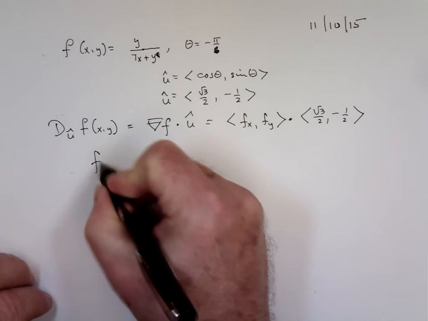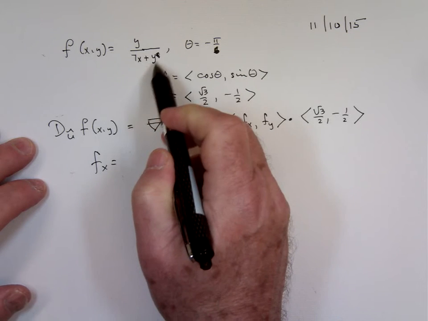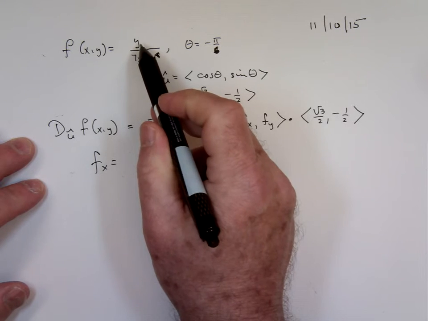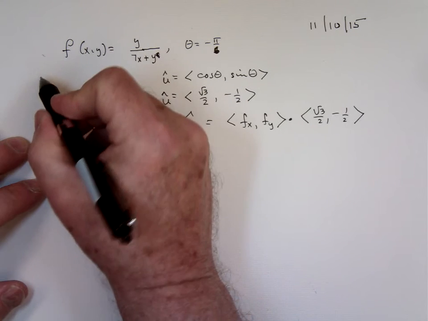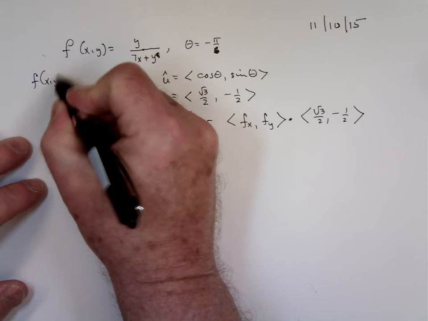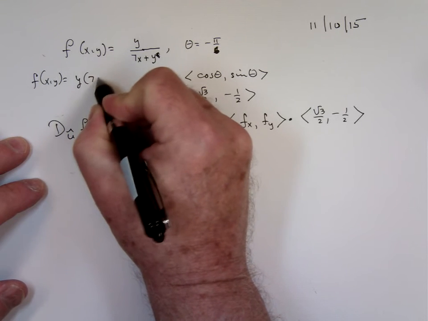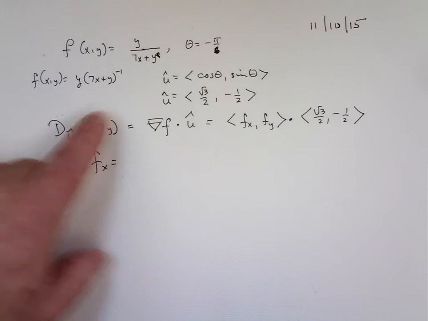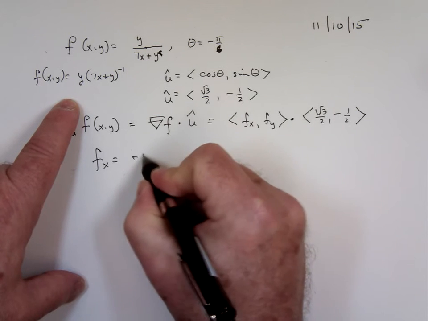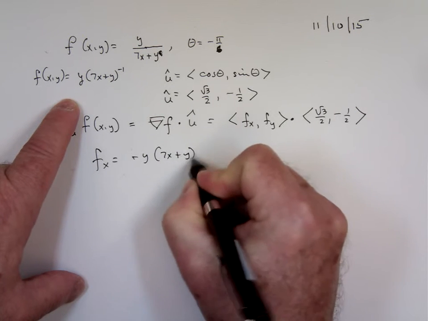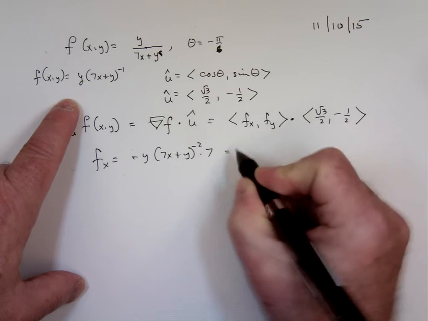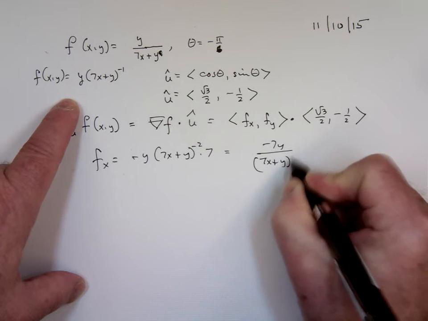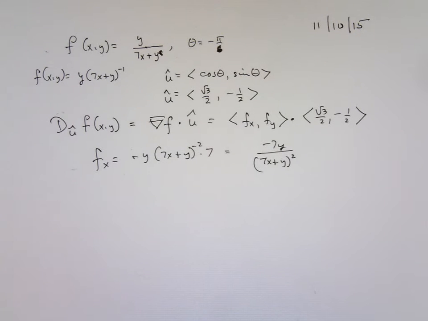All right, so let's find the partial with respect to x. Well, that one's not too bad because even though it looks like a quotient, y is going to be a constant. So we can consider the function this way. Take the partial: negative y, 7x plus y to the negative second, times 7. So we end up with negative 7y over (7x plus y) squared. That's the partial with respect to x.